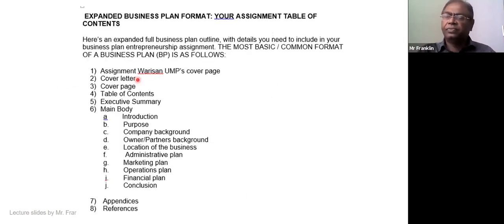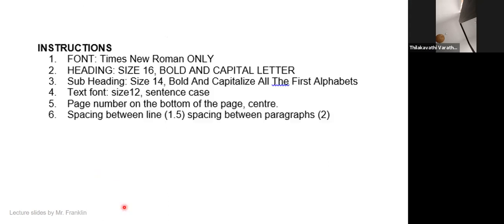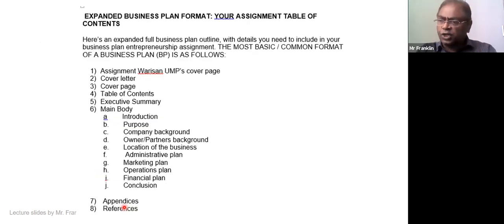Then your cover page. Remember the cover page? We talked about what the content of the cover page is. Table of contents, executive summary, one page. All these are one page. Then you come to the main body: introduction, purpose, company background, owner background, location, business administrative plan, conclusion. Remember, we looked at it just now. And then the appendices and references. If you want to add, you can add these. So these are basically the content, the structure of the entire business plan.